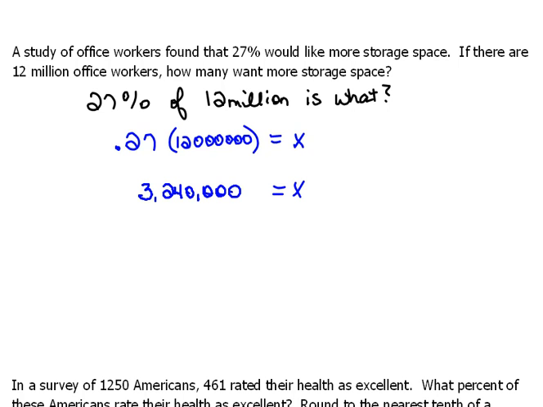3,240,000. So now, is that a reasonable answer? Well, absolutely it is, because 27% of those 12 million want more storage space. 27% is a little over a quarter of the 12 million. So a little over 3 million sounds perfectly reasonable.